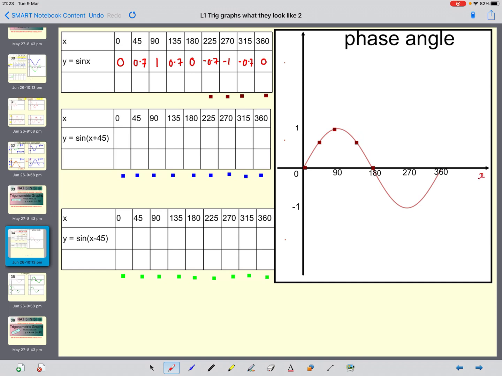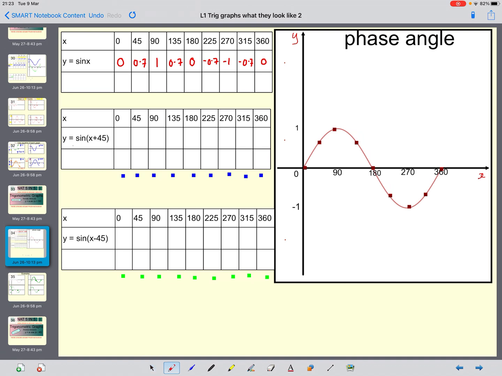180 along, and obviously that's on the x-axis, so 0. And once again, I've not labelled my x and my y-axis. Then we've got 225 along, in the middle there, and negative 0.7. 270, negative 1. 315, negative 0.7. 360, which is on the x-axis, and 0. So there is your sine graph.